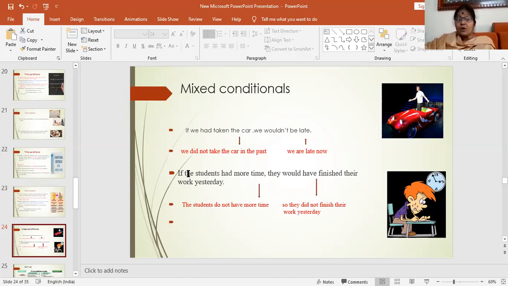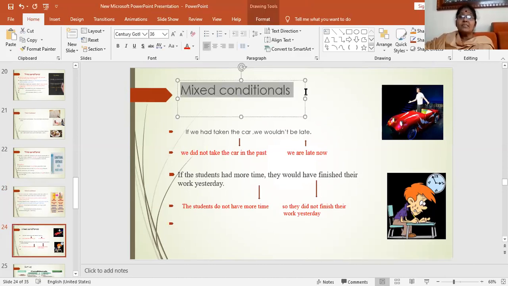So one is talking about the past and one will talk about the present, right? So till now they have not finished it. So that is what this is talking about. So what are mixed conditionals?